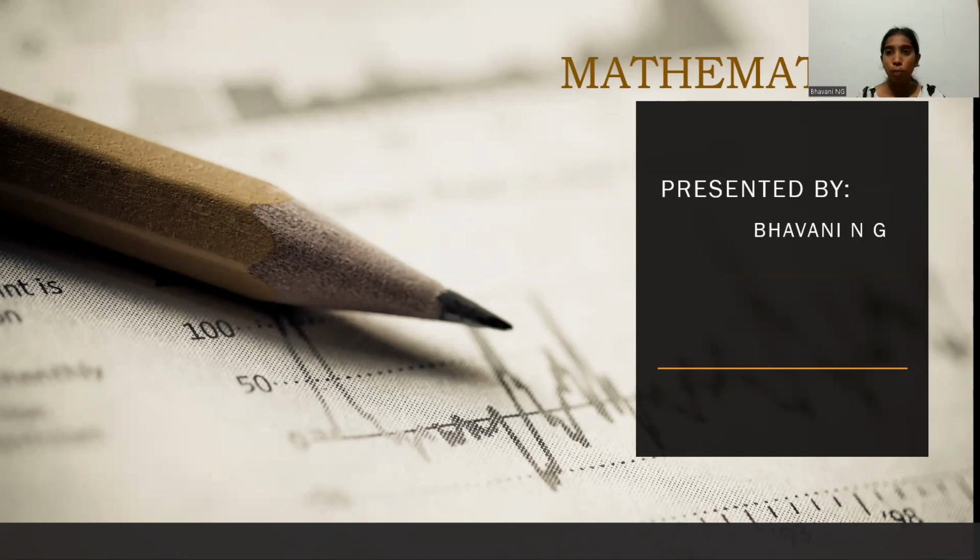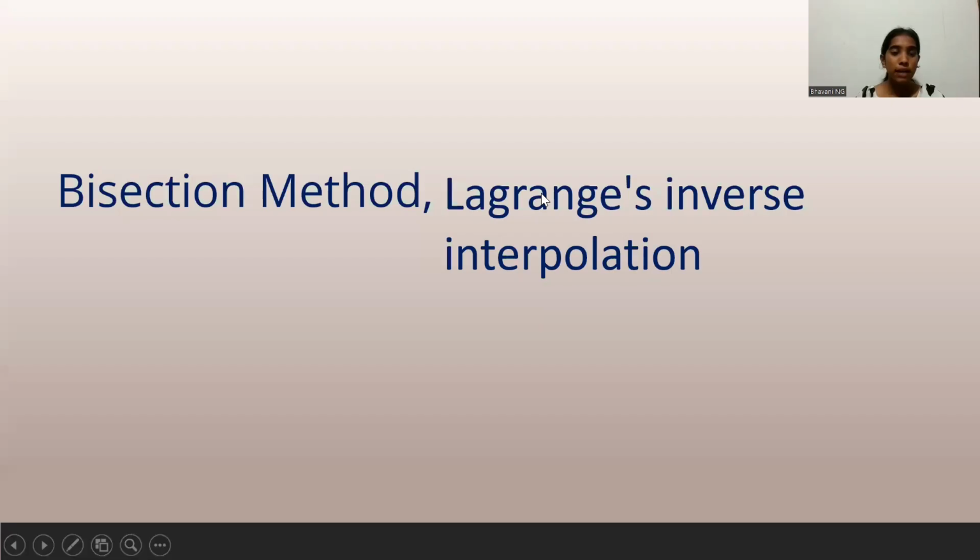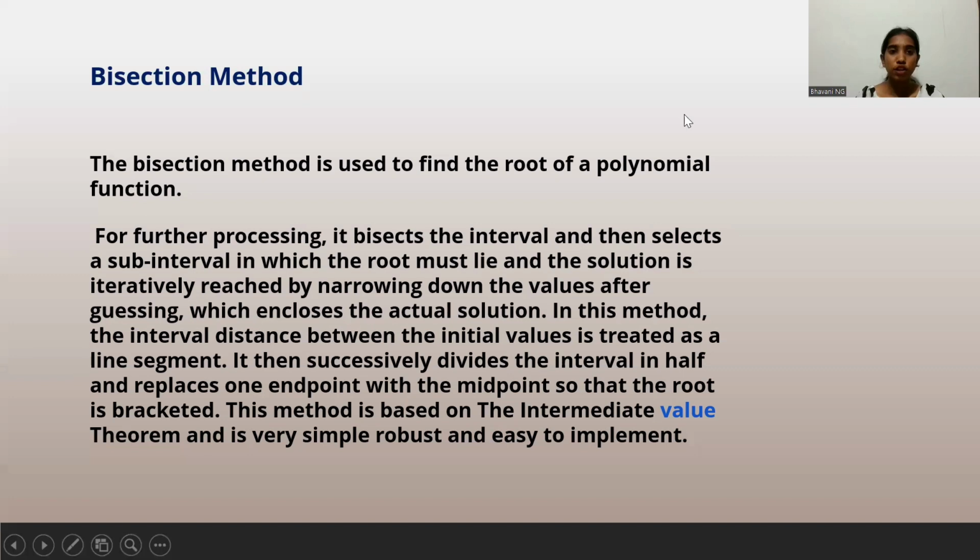Today I am here with a new topic, that is bisection method and Lagrange's inverse interpolation. Firstly, we're going to discuss what is bisection method. The bisection method is used to find the root of a polynomial function.